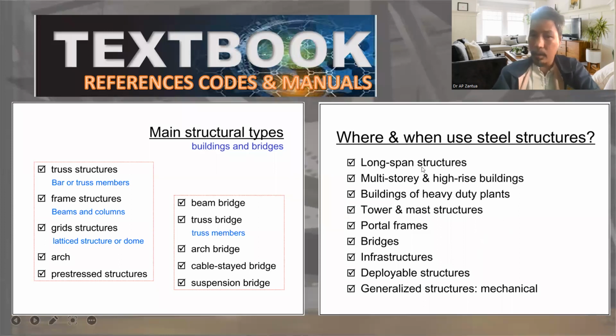If there is a long span structure, multi-story and high-rise buildings, heavy-duty plants, meaning power plants, no? Tower and mast structure. We also have an example. Portal frames, bridges, infrastructure, okay? Deployable structure, generalized structure in mechanical, for example.